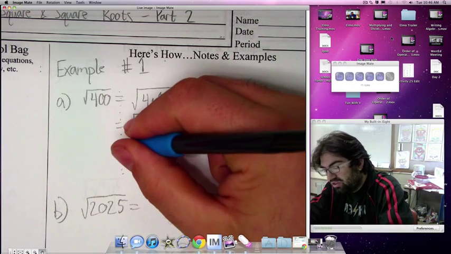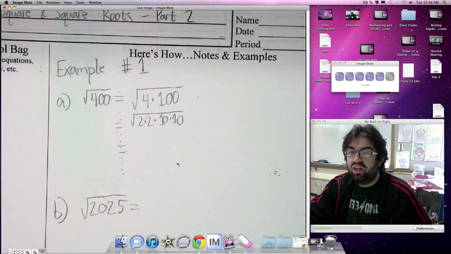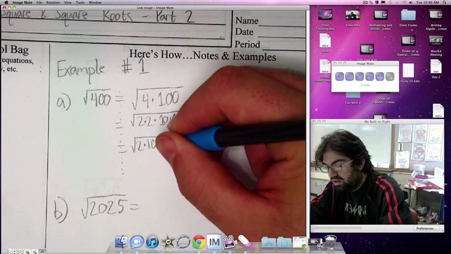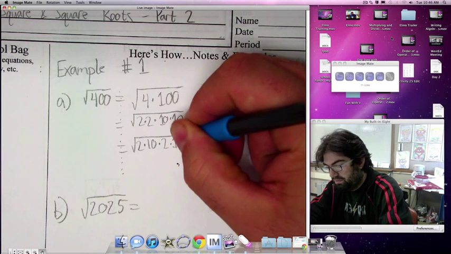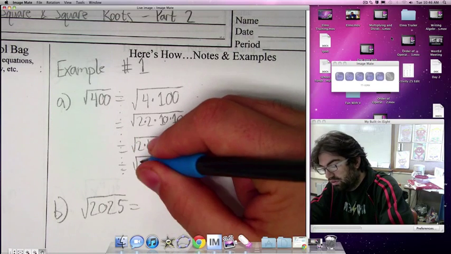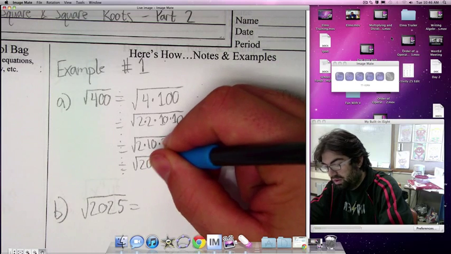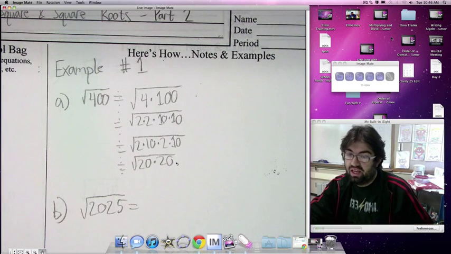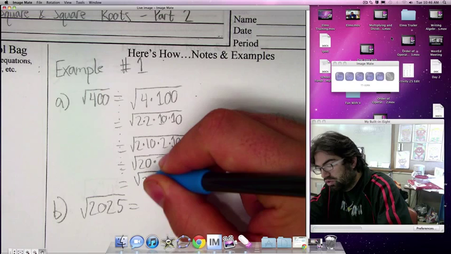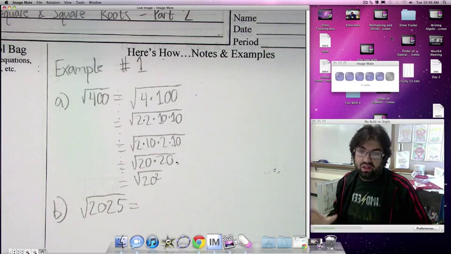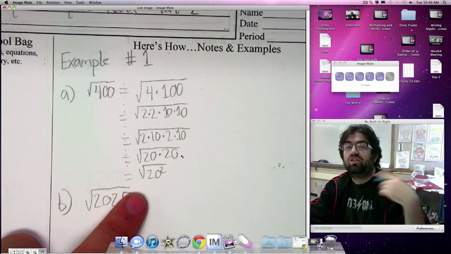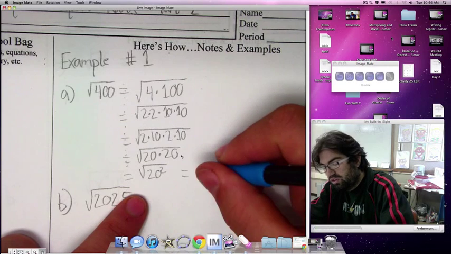Well, if I do a little fancy commutative property of multiplication, I can rewrite this as 2 times 10, 2 times 10. Well, 2 times 10 is 20, because I can use the associative property of multiplication. So really I'm taking the square root of 20 squared. That's what I want to get to. I want to get some number squared because the square and the square root undo each other. So my final answer would be 20.